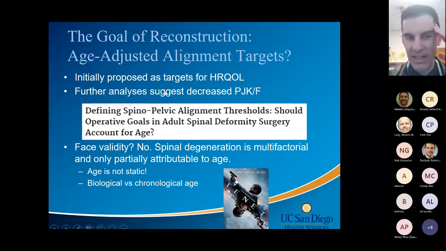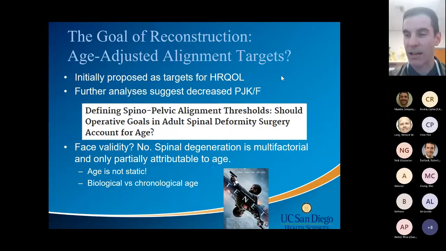But what they did was they looked at a group of asymptomatic older patients and said, oh, you're asymptomatic, but your health-related quality of life is okay. This must be a tolerable sagittal plane alignment. And maybe if we fix people like this, well, maybe we'll do better. So then they looked at whether or not these forward sagittal plane alignments would decrease proximal junctional kyphosis or proximal junctional failure rates. And when you read these papers, at first thing, does this pass face validity?